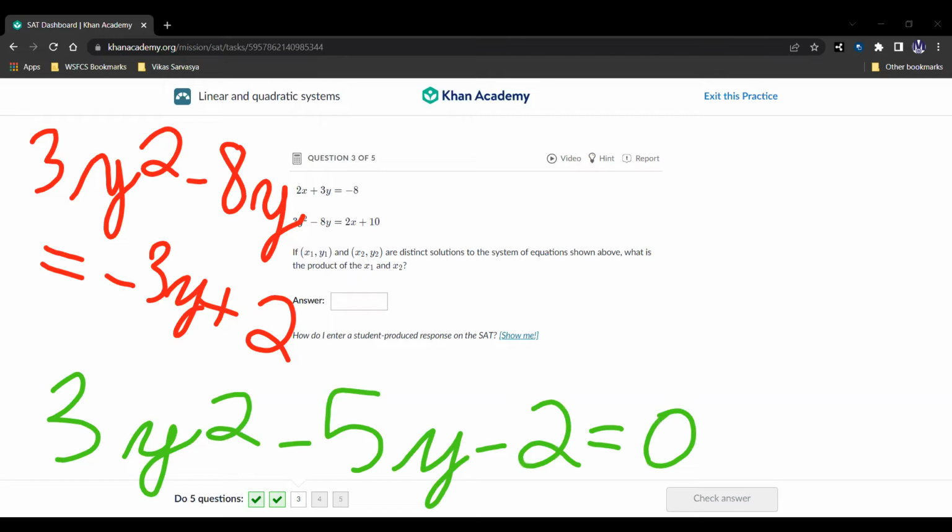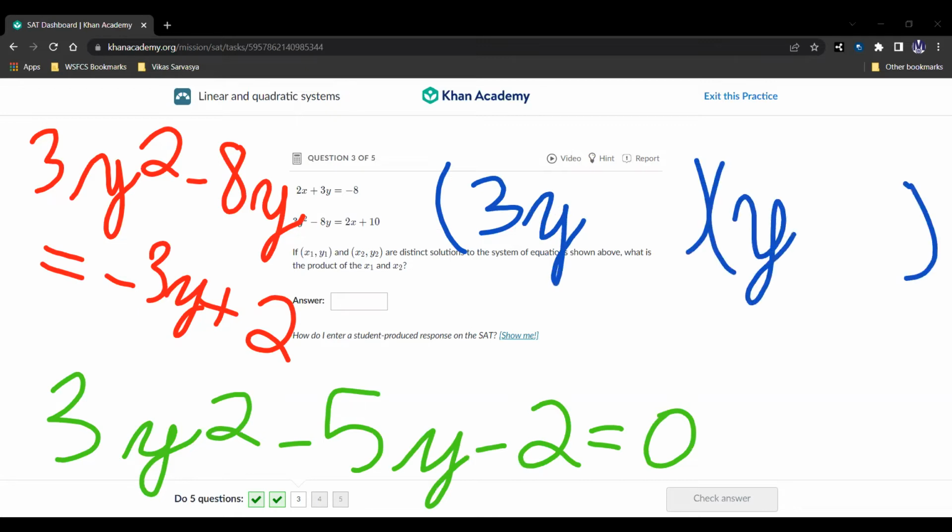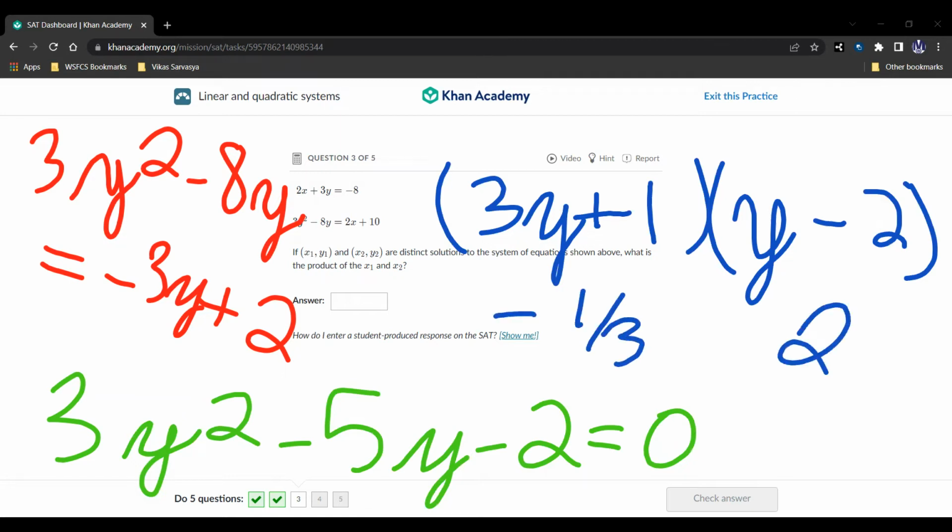Let's try our hand at factoring this. All right, so 3y here, and let's try the negative 2 here, the positive 1 here. That gives us 3y squared plus y minus 6y. That gives us the negative 5y. And then we have negative 2, so that's our correct factoring. So then the y values are going to be negative 1/3 and 2.